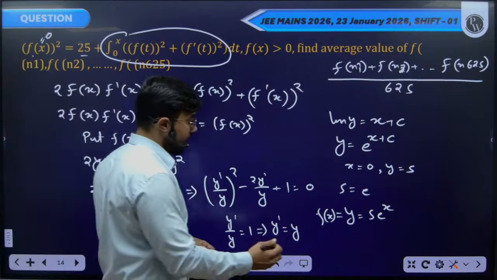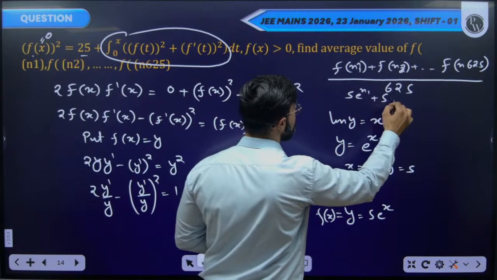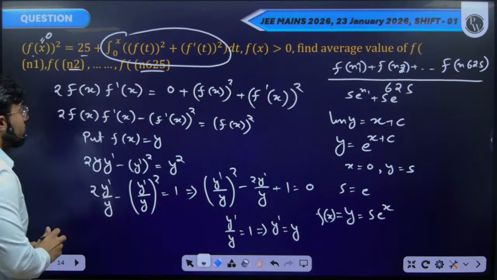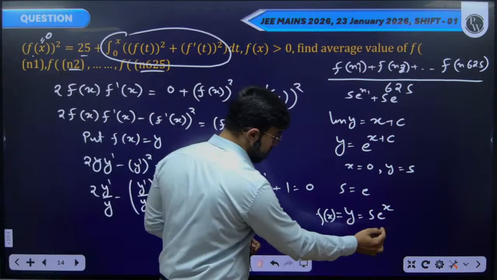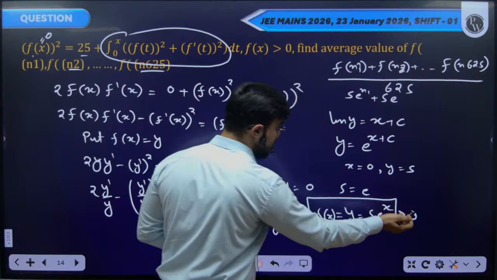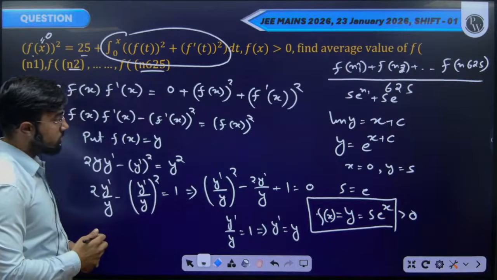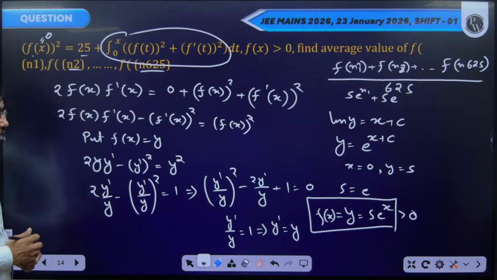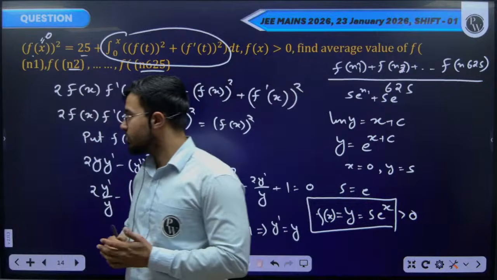So we have to just add these values. So this is 5 e power n1 plus 5 e power n2. I think there is some correction in this n1 and 625, because we cannot solve this n1, n2 and 625 for this function, right? fx should be greater than 0. So 5 e power x is positive, so this fx is correct for this question, but for this average value there is some correction. So that set is for mathematics. Next we go to physics.